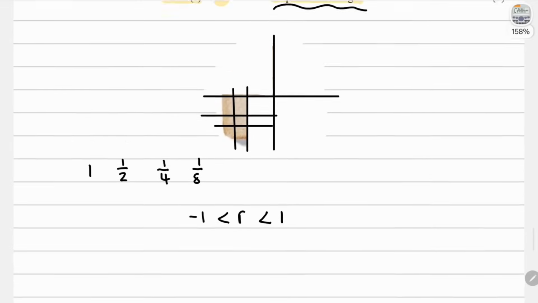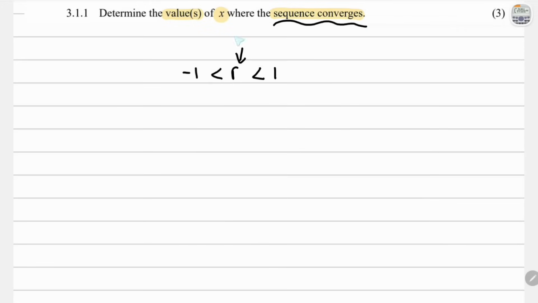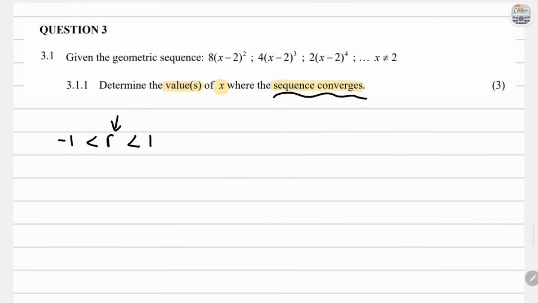Okay, now let's get rid of this info so we can find out exactly what that common ratio is in our sequence. Okay, so let's go ahead and find out what the value of r is going to be. How do we find the common ratio in a geometric sequence? Well, you can say the next term divided by the previous term. So r is simply equal to 4 multiplied by (x - 2)^3 divided by 8 multiplied by (x - 2)^2.